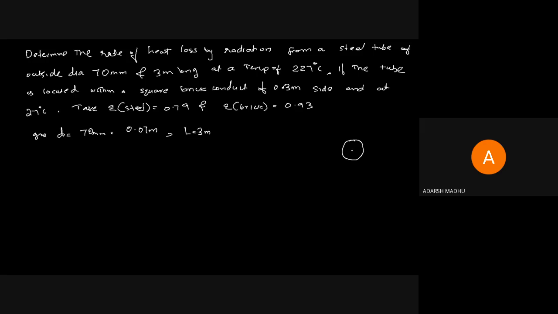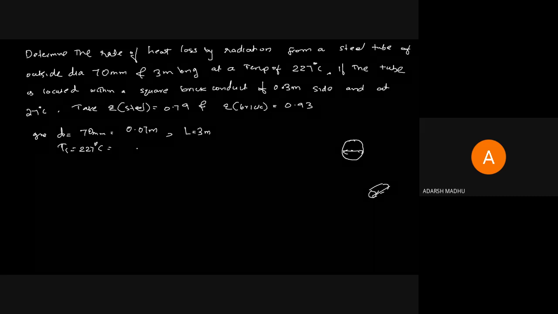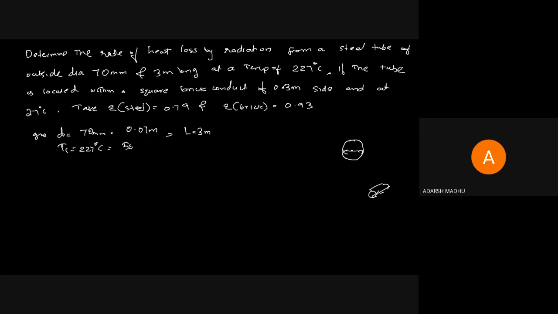The outside diameter of this steel tube is 0.07 meter, and length means the particular figure is like that. ഇങ്ങനെയാണ് figure ഉണ്ട്. That particular length is given as 3 meter, at a temperature of 227. That is T1 equal to 227 degrees Celsius, which is 227 plus 273, that is 500 Kelvin. T1.